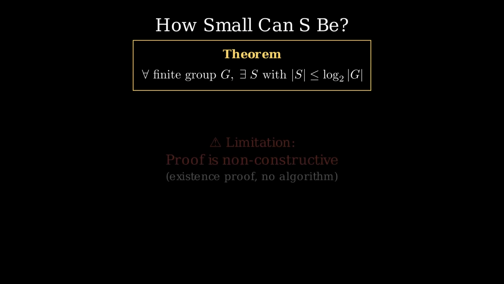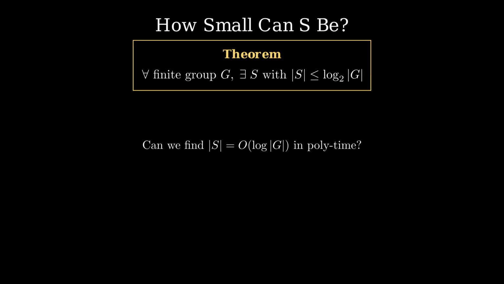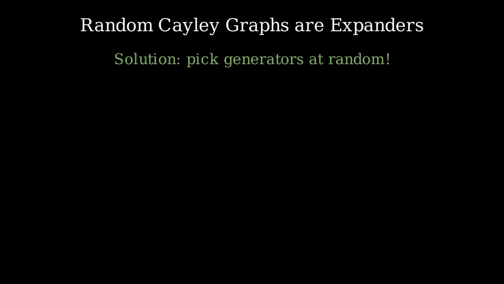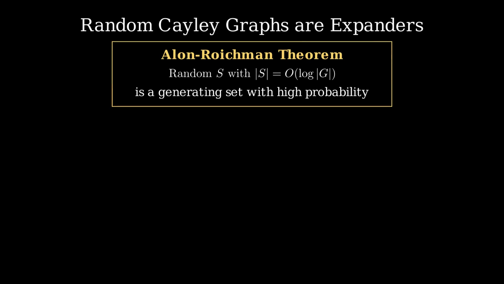However, there is a significant limitation: the proof is non-constructive. It tells us the small set exists, but gives no algorithm to find one. So the practical question becomes, can we find generating sets of size order log |G| in polynomial time? The answer is yes, using randomness. Here is the elegant solution. Instead of carefully constructing a generating set, we simply pick elements at random. The Alon-Roichman theorem states, a randomly chosen subset S, with size proportional to log of the group size, is a generating set with high probability.